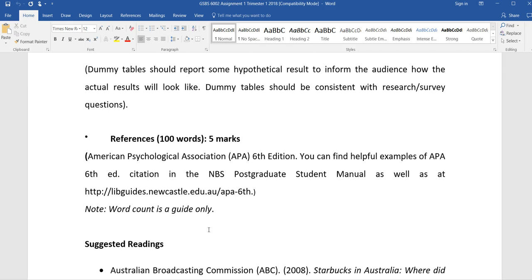And finally, references. Throughout your research proposal, try to support your discussion, your research design, and your sampling design with appropriate citations from previous research work, and list these citations in the reference list at the end of the research proposal. So in summary, these are the instructions and expectations about the research proposal.